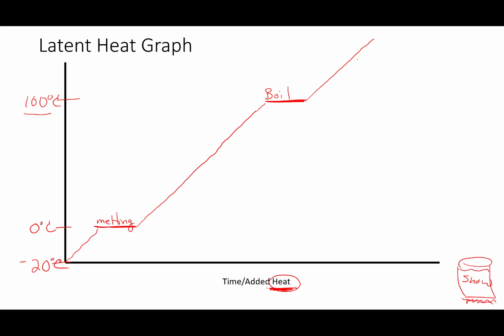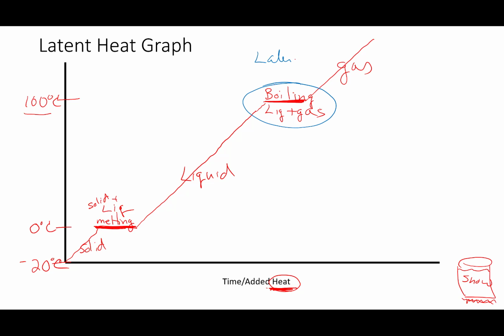This graph is very telling, and it tells us lots of interesting things, because down here we have a solid. In here we have a liquid. Up here we have a gas. In the flat bits, we have a mixture of solid plus liquid. And here we have a mixture of liquid plus gas. The other thing that's interesting is here we're melting and here we're boiling. We are experiencing in these two flat areas the latent heat of vaporization, and down below, we are experiencing the latent heat of fusion.